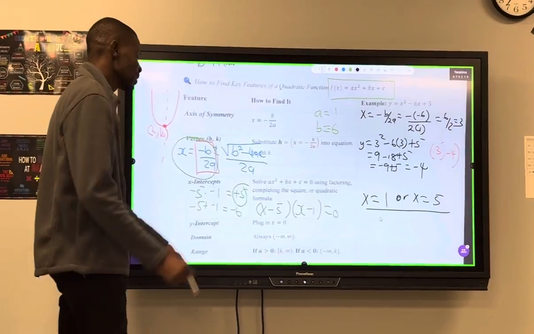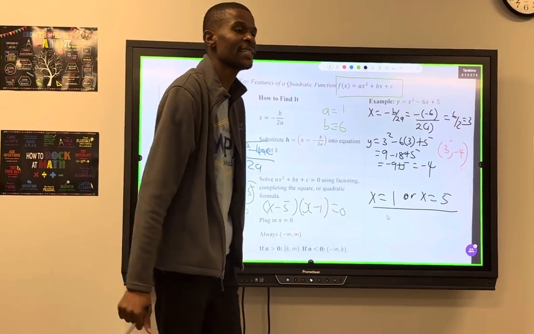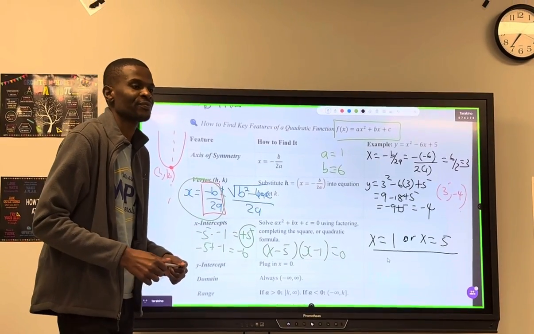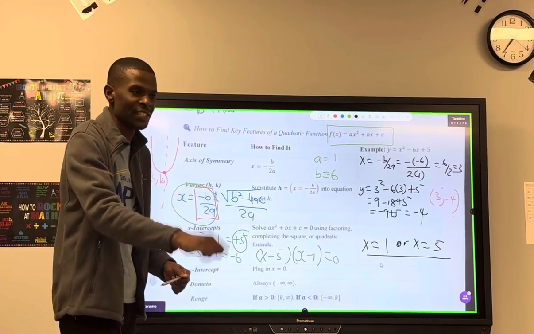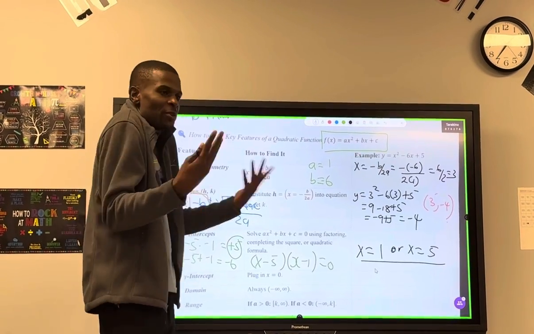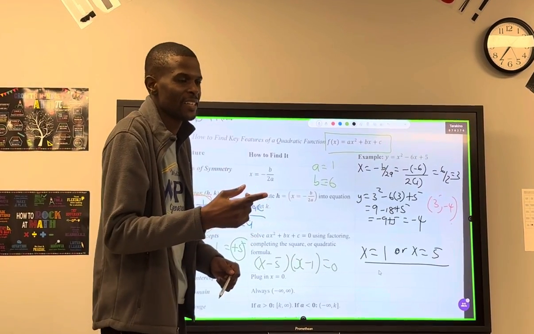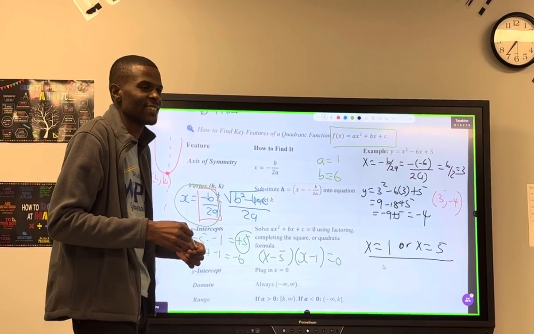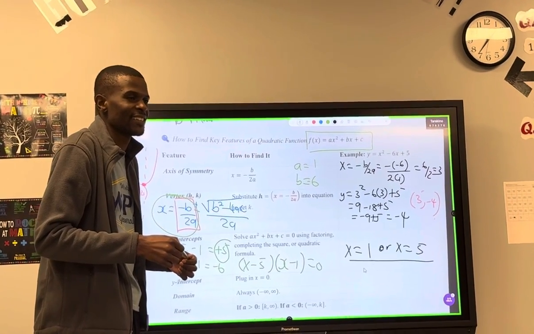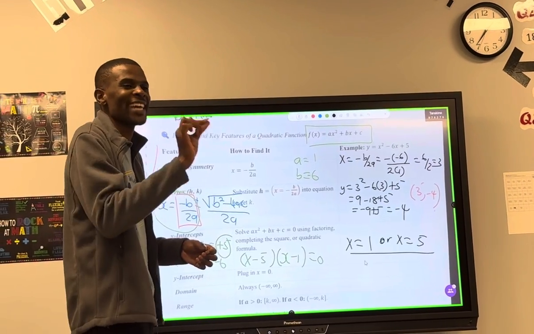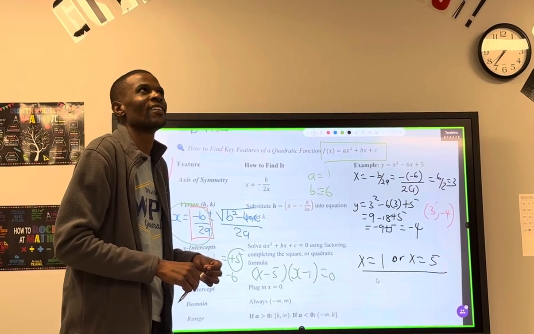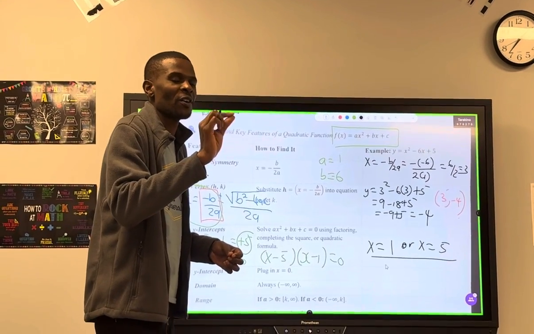The y-intercept, what do we do to get the y-intercept, guys? Plug in 0. Why are we plugging in 0? Why not 1? Why not 3? Why 0? Because 0 is where the line crosses. Because 0 is the y-intercept. So, cutting or hitting the y-intercept.